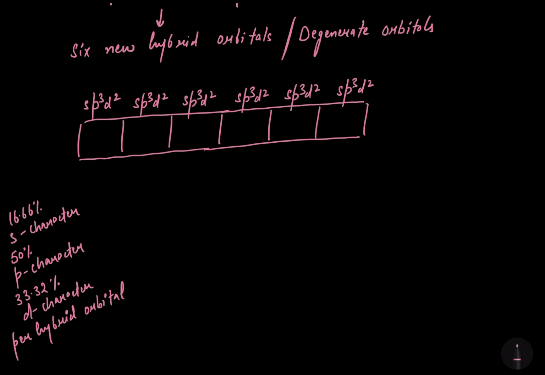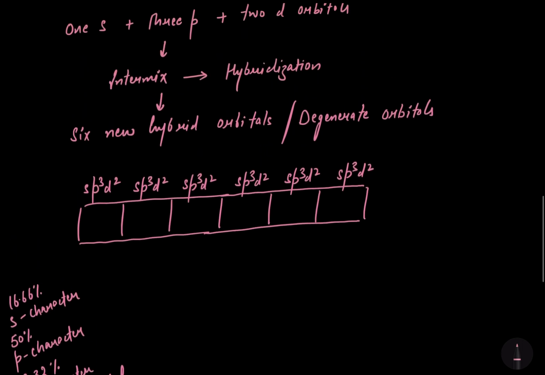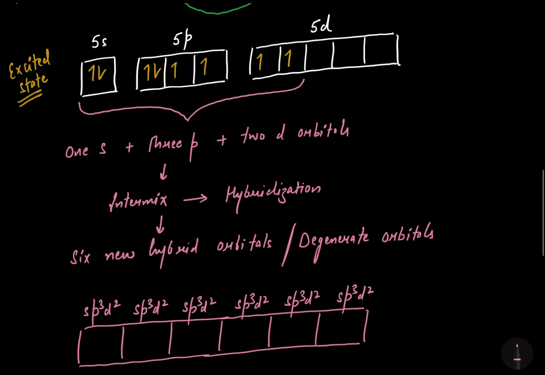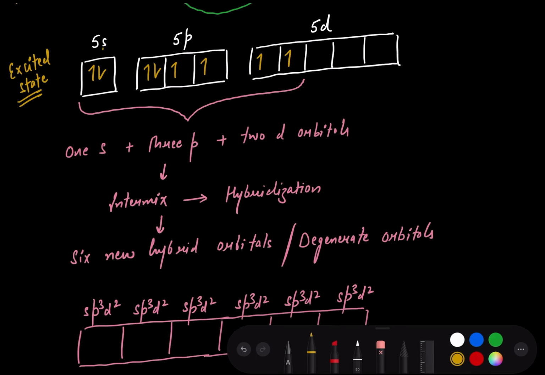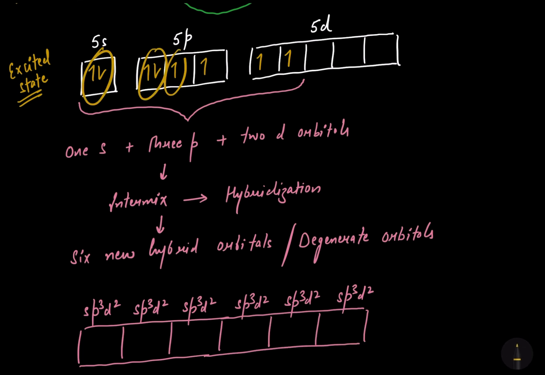Now let's fill the electrons which are available in xenon in these sp3d2 hybrid orbitals. So in total, we are having 2 electrons in 5s, a total of 4 electrons in 5p and 2 electrons in 5d. So in total we are having 8 electrons. So we have to fill those 8 electrons in these new sp3d2 hybrid orbitals according to Hund's rule. So that's the first electron, second, third, fourth, fifth, sixth. Now the pairing will start, seventh and the eighth.